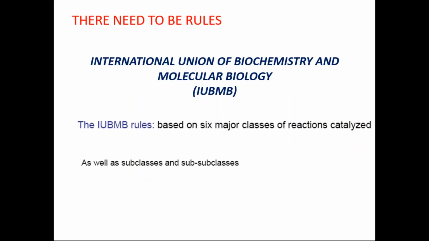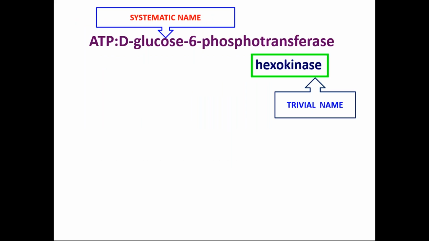Therefore, the International Union of Biochemistry and Molecular Biology, an apex body for biochemistry, has made rules based on the 6 major classes of reactions catalyzed, where the numbering of the enzyme is based on the rule, and you have a major class, then a subclass, and further subclasses, just like in taxonomy. In the case of the enzymes, the enzyme initially has a systematic name like ATP D-glucose 6-phosphotransferase. The trivial name is hexokinase. This is an enzyme which adds the phosphate group to a sugar.